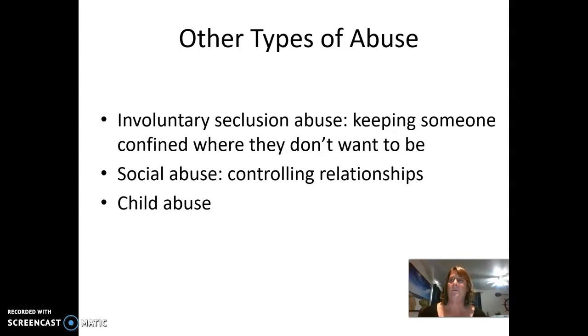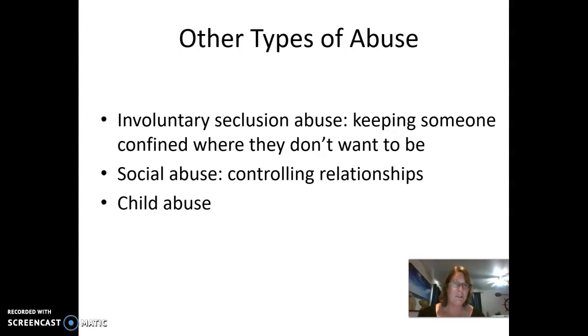So it is okay when a patient is agitated and upsetting all the other people around them to take a person from one area and move them to another where they can have a change of scenery and maybe calm down a little bit, but to lock them up in their bathroom or their room is not okay. Social abuse you see with controlling relationships.